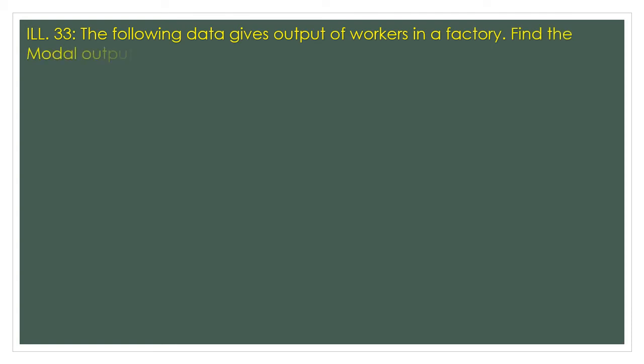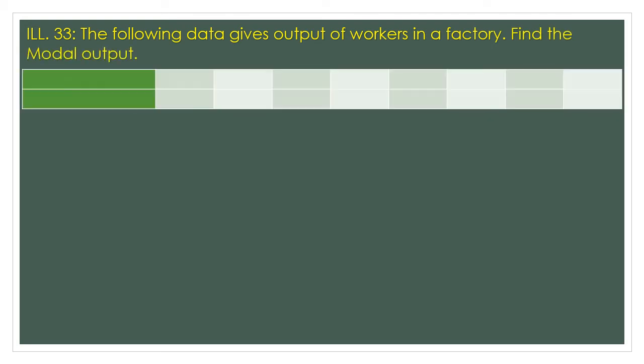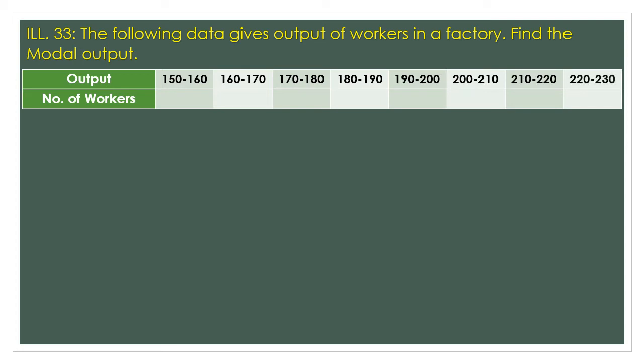Illustration 33. The following data gives output of workers in a factory. We have to find the modal output. The table is output and number of workers: 150 to 160, 160 to 170, up to 220 to 230. The workers are 4, 5, 19, 33, 48, 22, 12 and 6.